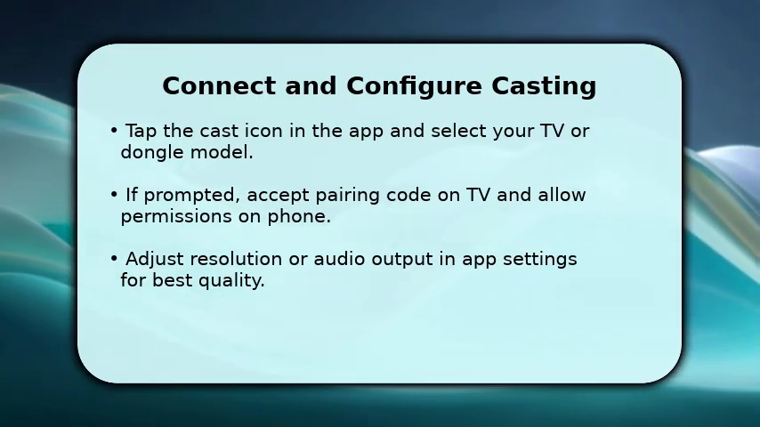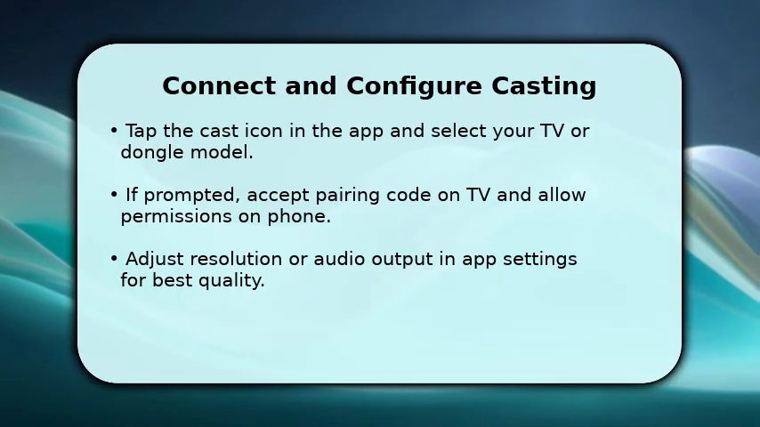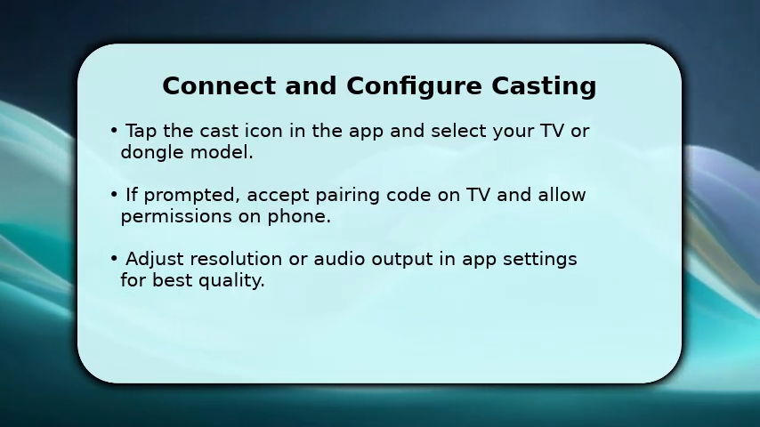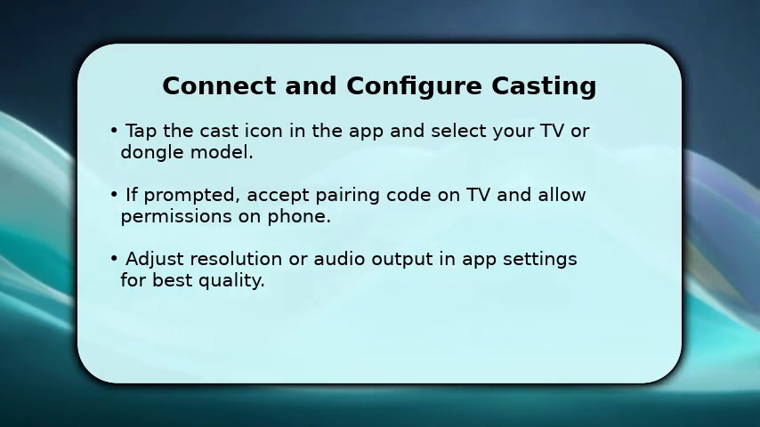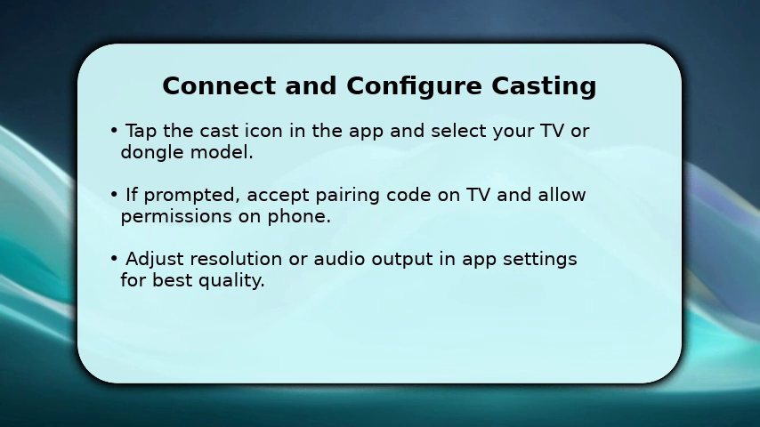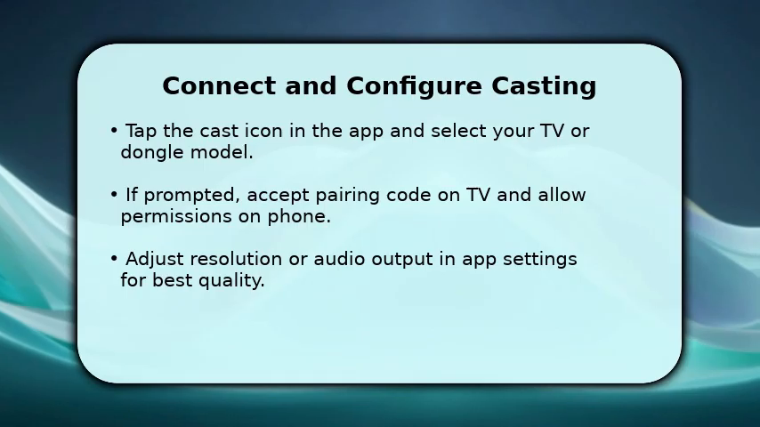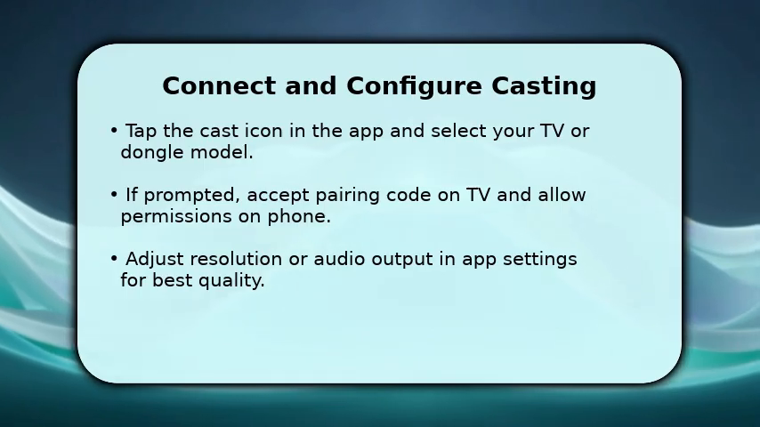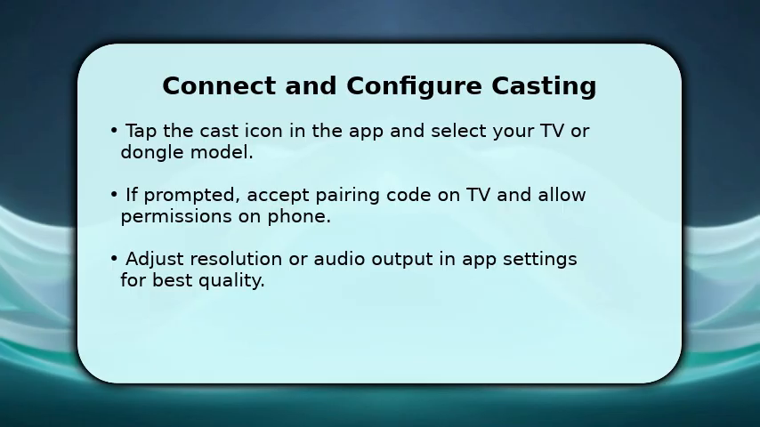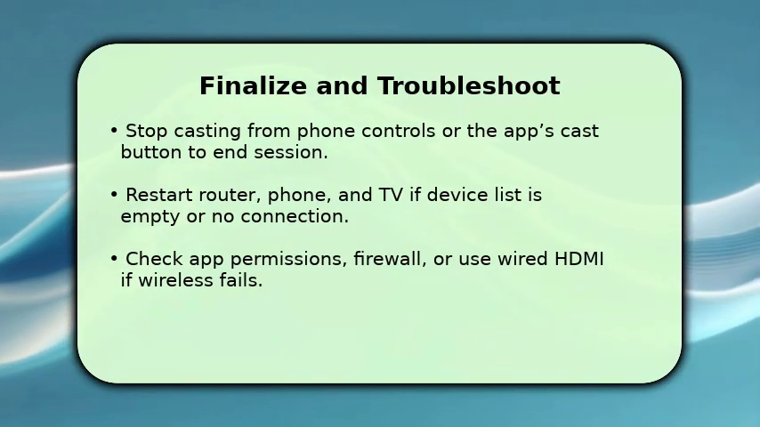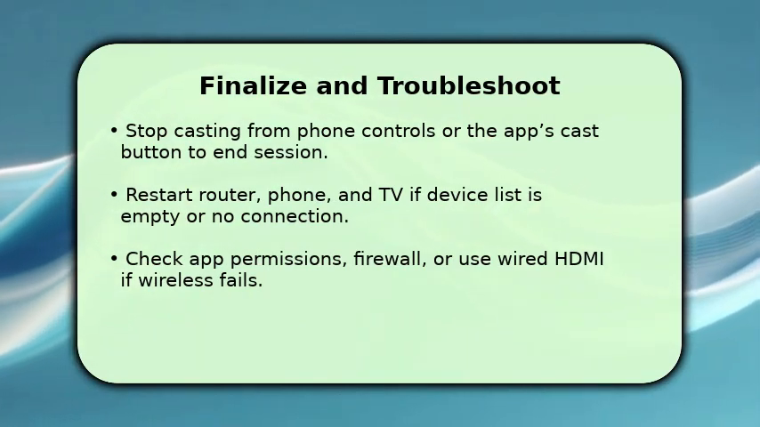Then, configure streaming preferences. Choose resolution, subtitle track, and audio output in the app so playback matches your bandwidth and TV capabilities. After configuration, content should begin on the TV. To finish a session, tap the cast icon again and choose Stop or Disconnect from the device list. This frees the TV for other users.